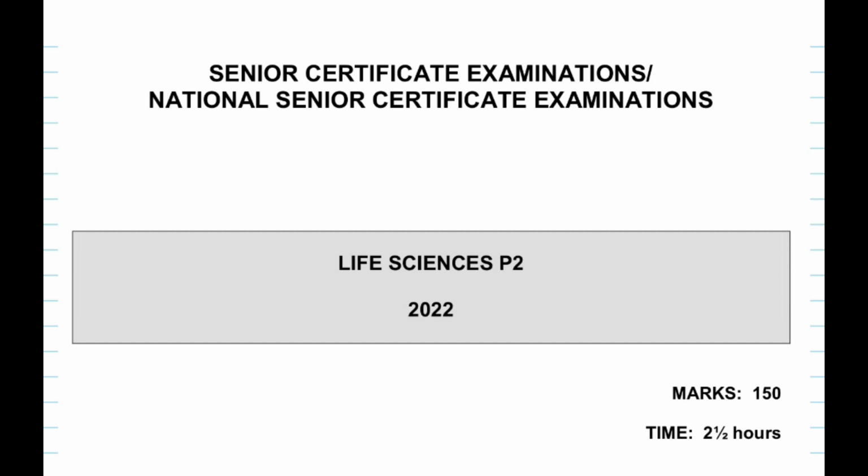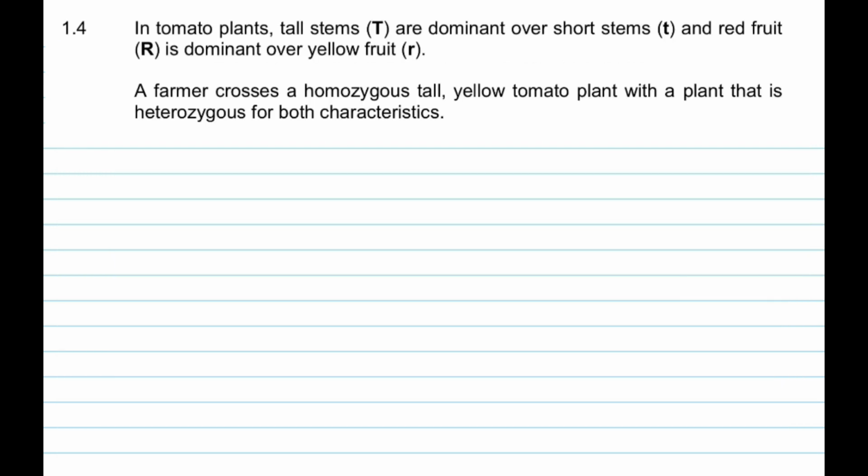Now we've seen this example before in our previous video, and it's the one about the tomato plants. They're telling us that a farmer crosses a homozygous tall yellow tomato plant with a plant that is heterozygous for both characteristics. And in our previous video, we tried to figure out what this homozygous tall tomato plant actually looks like. Because it's homozygous, it will have the dominant characteristic there, both of them looking the same. And the yellow tomato is actually showing the recessive characteristic.